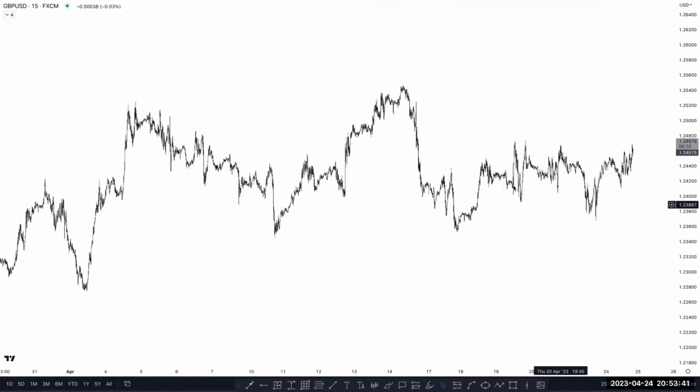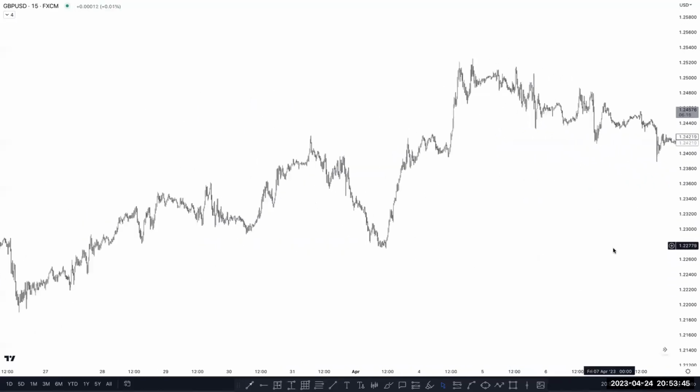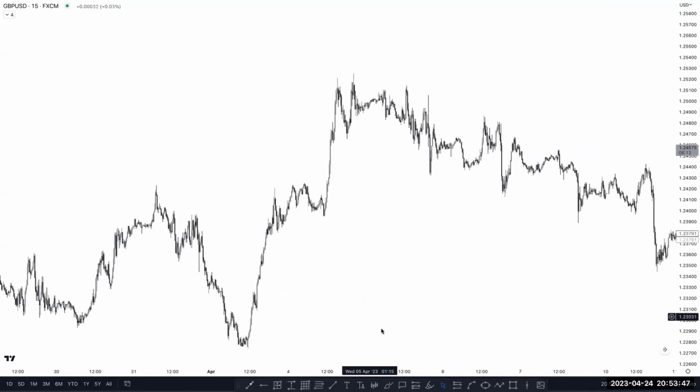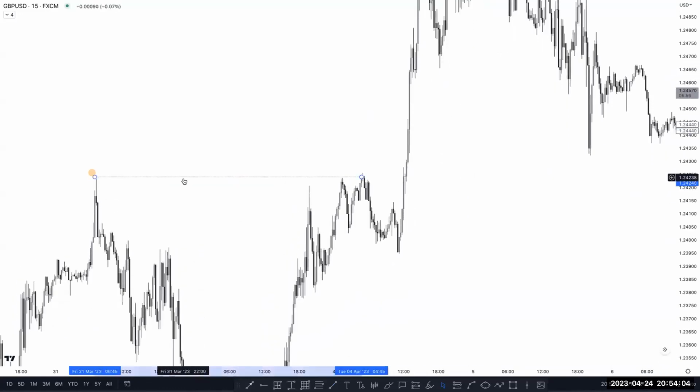15 minute structure right now, this is in a ranging market. If you start from bottom to top, then you can understand, right? This is a previous higher high here, higher low broken here. Let me explain this one. This is a sweep here.